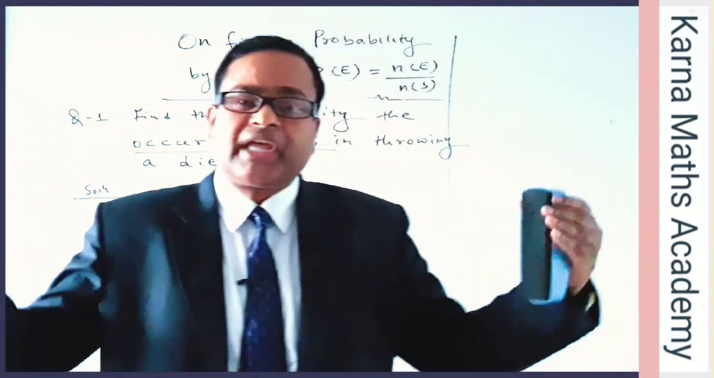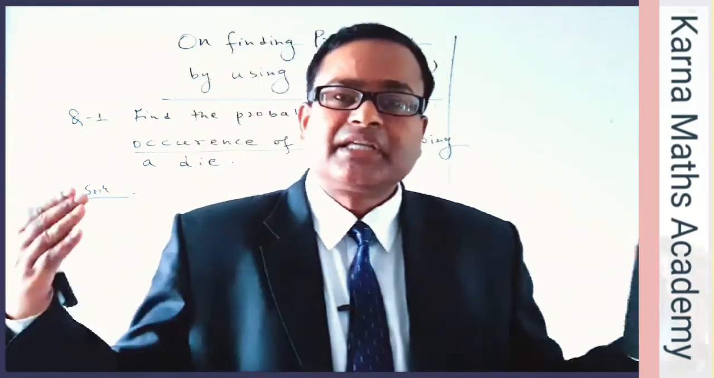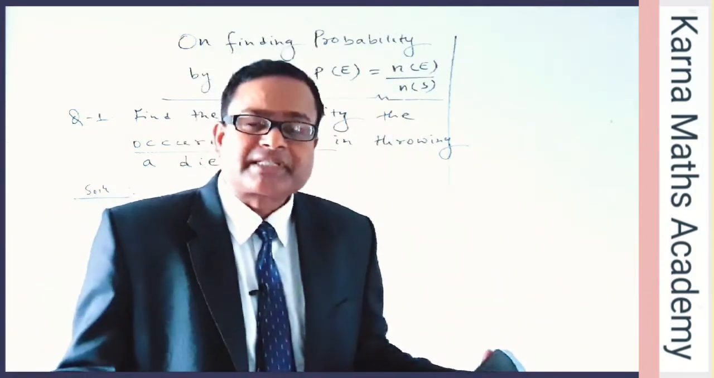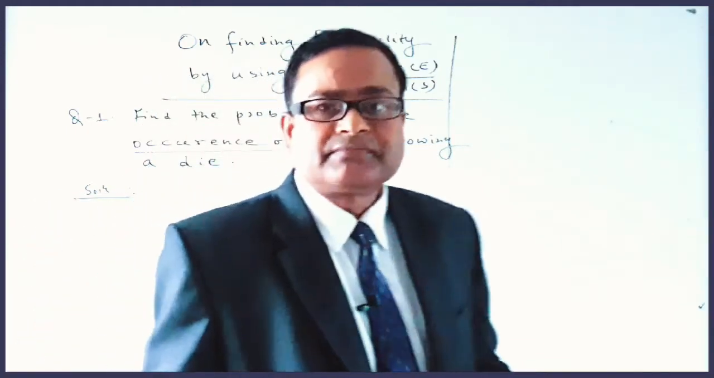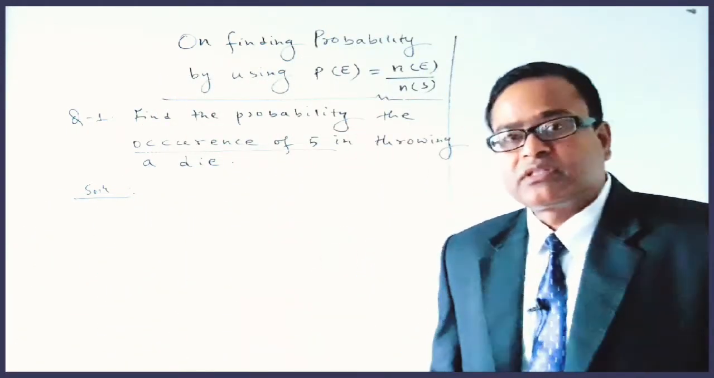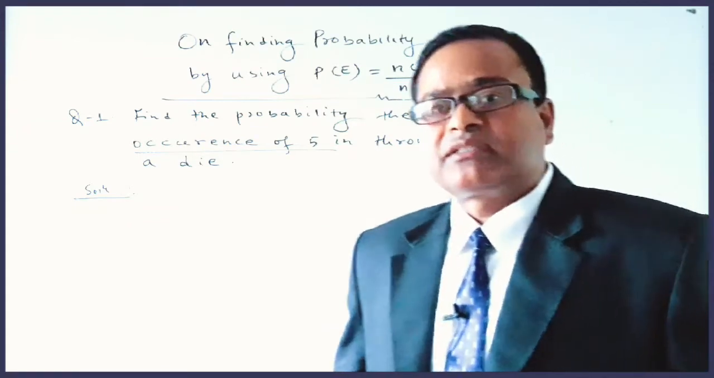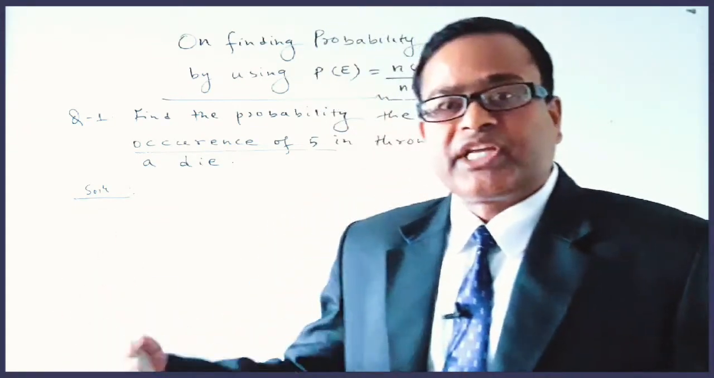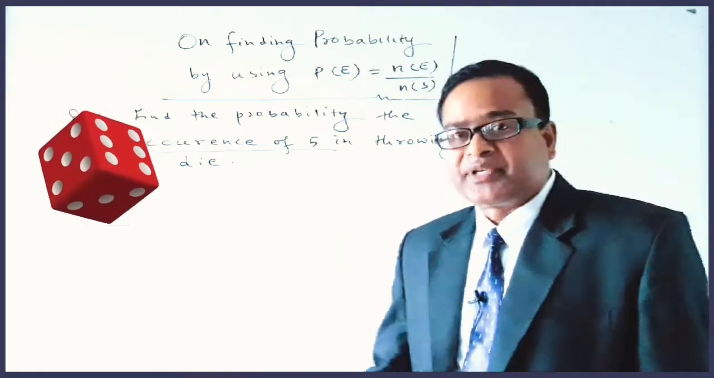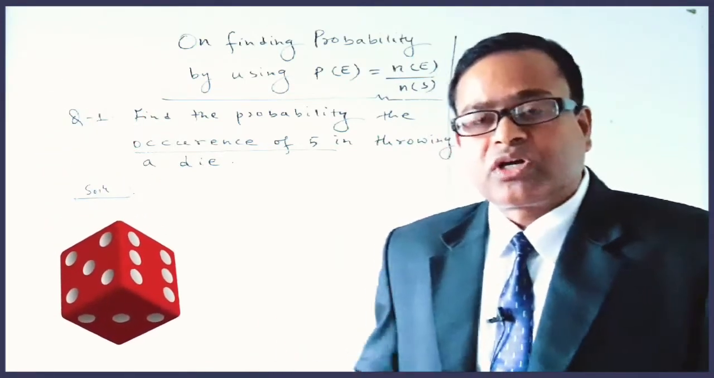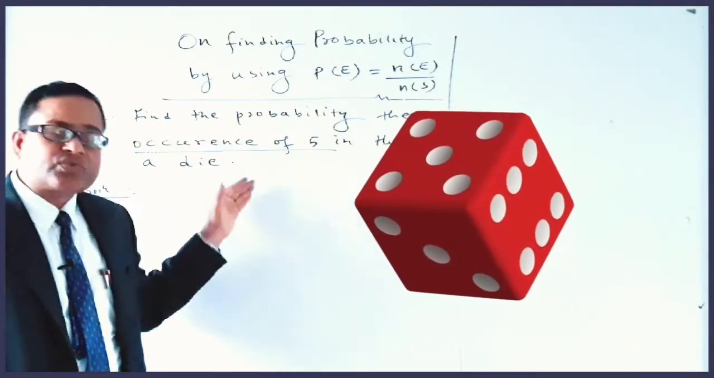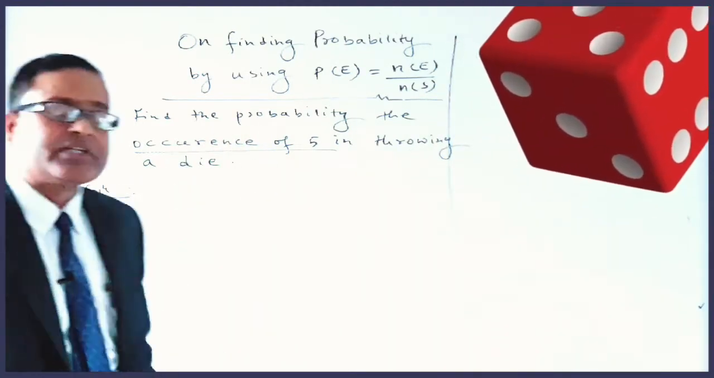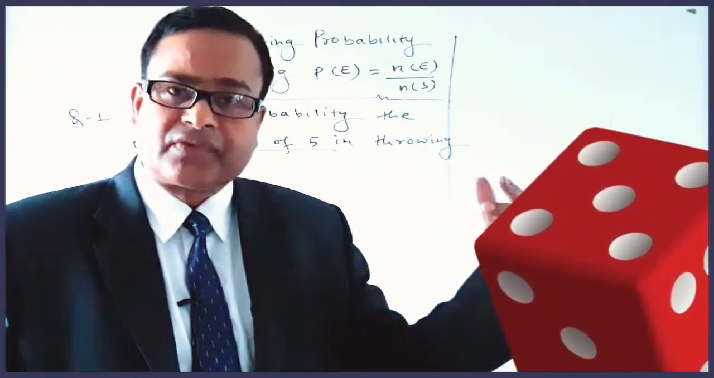Dear students, we have already discussed what an event is. Every subset of a sample space is an event. For example, if a die is thrown, then any one of the faces 1, 2, 3, 4, 5 or 6 may appear. So in this problem, we are given that when a die is thrown, what is the probability of the occurrence of the number 5?